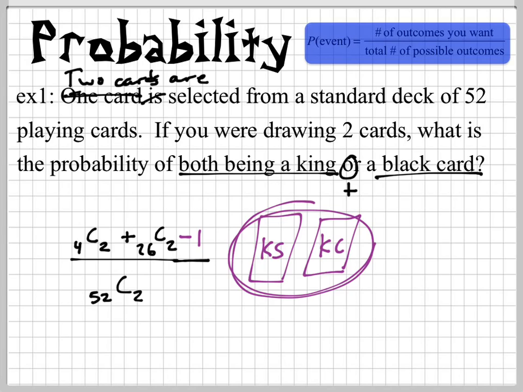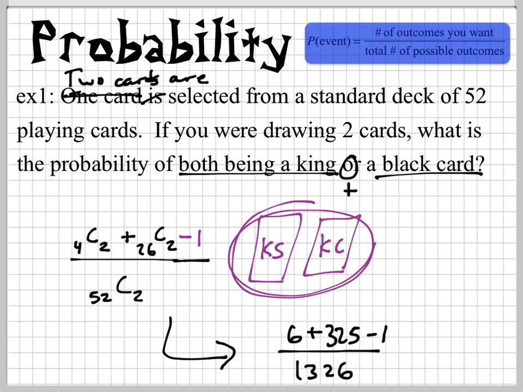Right. Okay, what is 4 choose 2? What's 4 choose 2? Come on, what is 4 choose 2? 6. So you have 6 plus, can you guys do 26 choose 2? 325, and then we're going to subtract 1 from that. And what's 52 choose 2? 1,326.